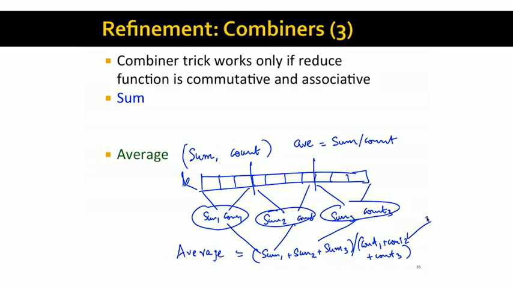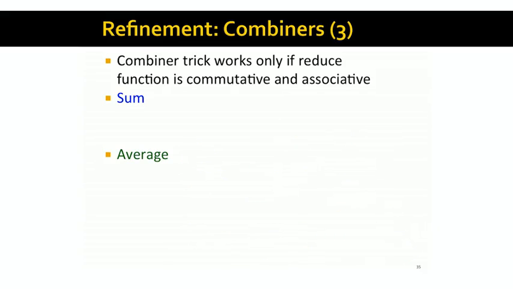Right? So using this trick of using sums and counts, it's sometimes possible to take a function that's not commutative and associative, break it down into functions that are commutative and associative, like sum and count, and still use the combiner trick to save some network traffic. Unfortunately, while most functions are amenable to the combiner trick, there are some functions that don't work with the combiner trick at all.